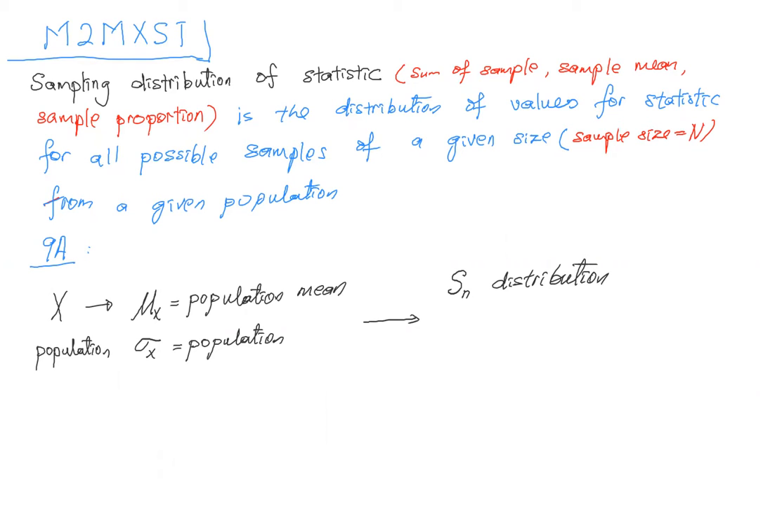So what is the mean? How do you read this? This is the mean of the S_n distribution, correct? So how is it related to the population? Can someone give me the formula? N times the population mean, right? And how is the standard deviation of S_n related to the population? Square root N times the standard deviation of the population. So this is for the book, just to tell you the relationship.